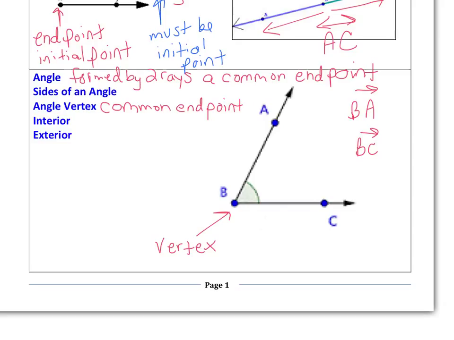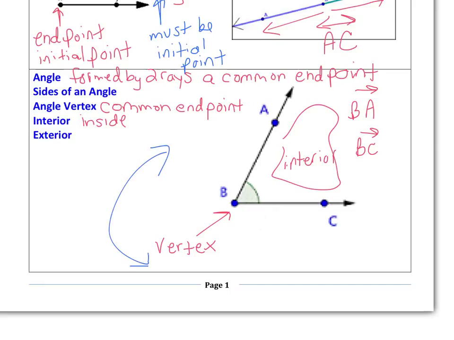And point B is the vertex of the angle. Interior to that angle, that means inside. So everything in this area here, I'm just going to put a little blob here. So everything inside that angle is interior. Everything out here is exterior to that angle. And of course, exterior is another word for outside. And the sides of this angle are the rays that form it. So these are the sides to the angle.